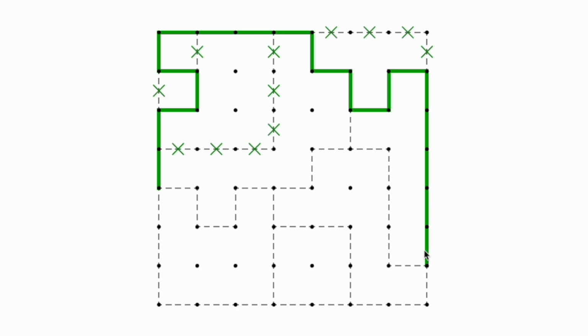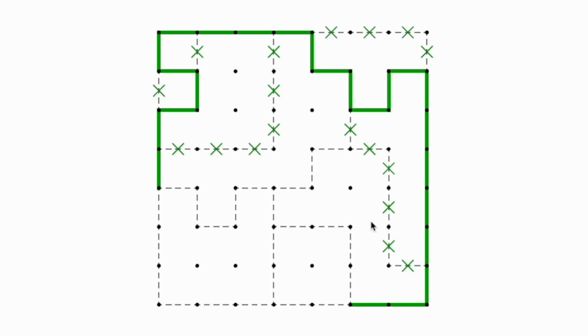This must continue down this way. We've got 1, 2, 3, 4, 5, 6 X's to place here, and I think that's what we have left. 1, 2, 3, 4, 5, 6. Good. The loop has to continue this way.